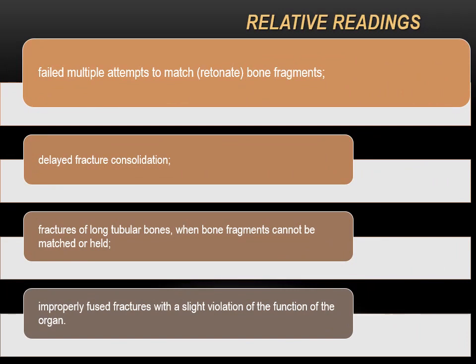So, in addition to absolute indications for surgical treatment of fractures, there are also relative indications. And they are used, by the way, quite often. What applies to them? This is a failed multiple attempt to match, to reposition bone fragments, that is, our failed conservative attempts at treatment. Delayed consolidation of a fracture often requires surgical treatment, and sometimes a second and third time.